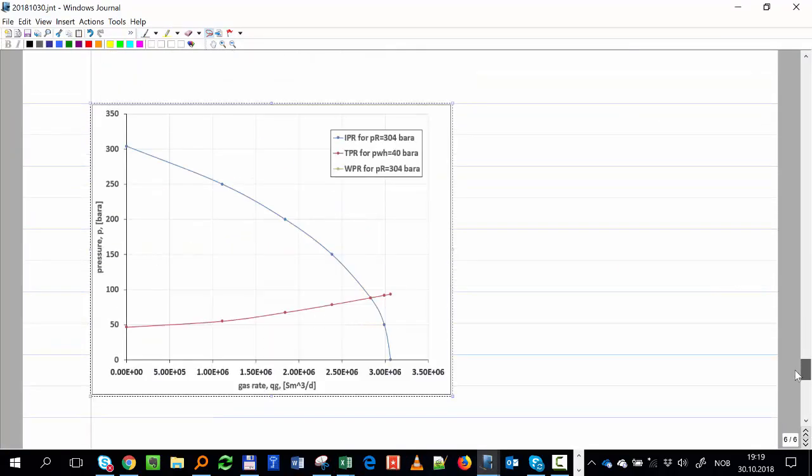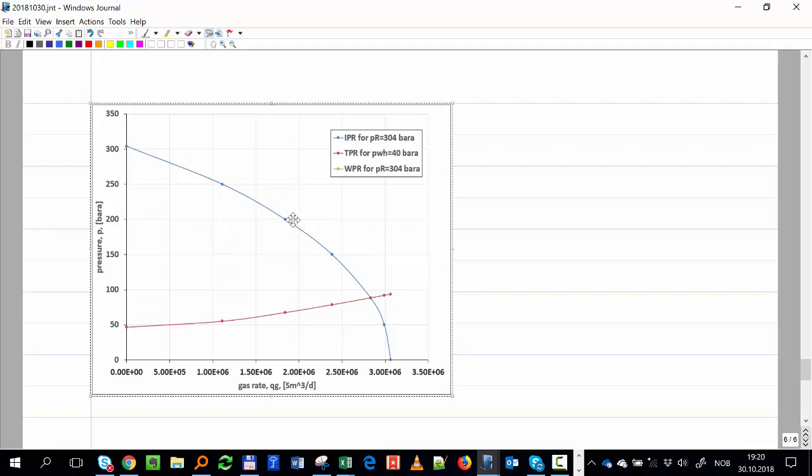Okay, now we can do many things with this curve, with this system, with this well. For example, what will happen if I increase the tubing size? If I use a larger tubing with a bigger diameter, which curve is that going to affect? Is it the blue curve or the red curve?